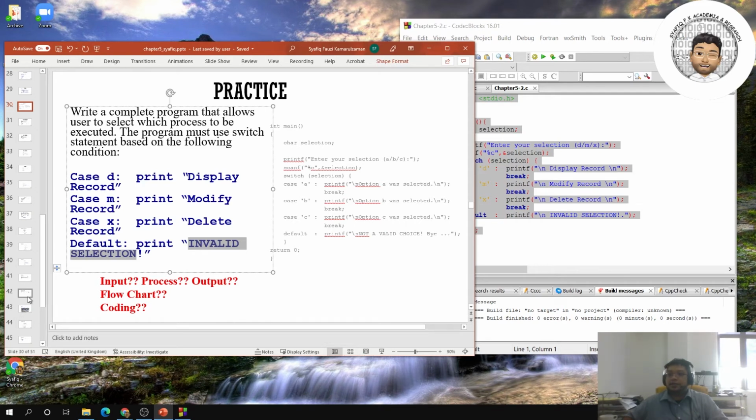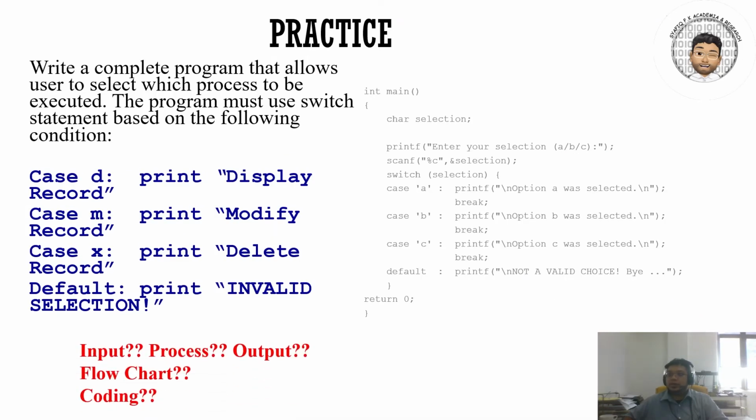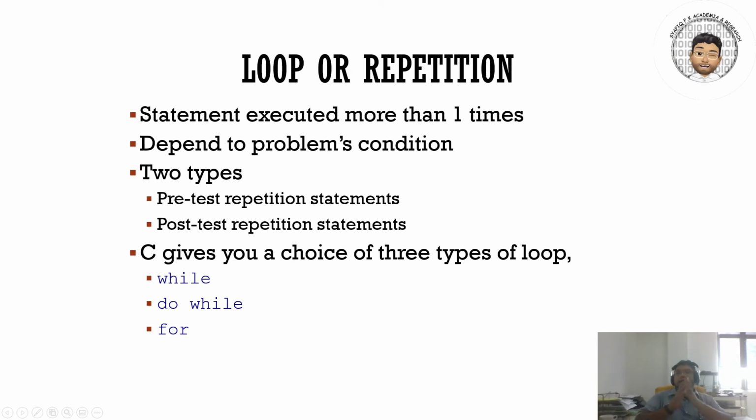We still have another 20 or so slides, so we need to finish by today. Let's go immediately to the next topic. We have covered if else and switch. Finally, we are going to loops, also known as repetition. If you want a certain statement in your code to be repeated multiple times, depending on the problem condition, there are two types: pretest repetition statement and post-test repetition statement. We have three choices: while, do while, and for.